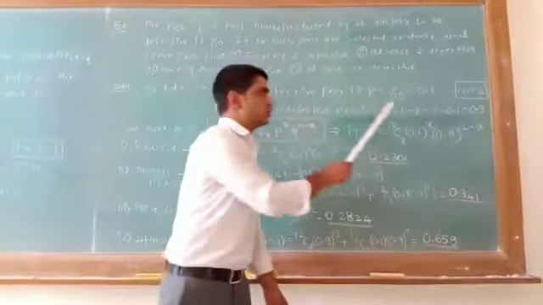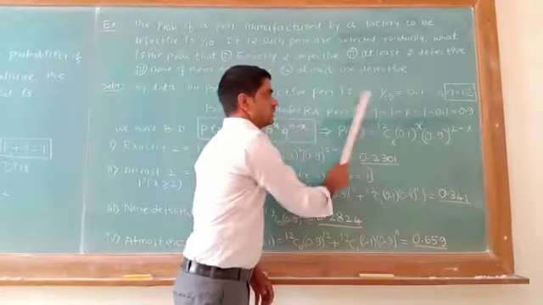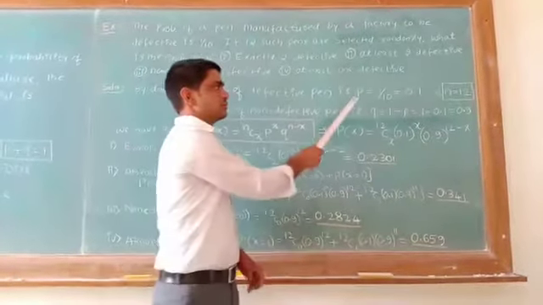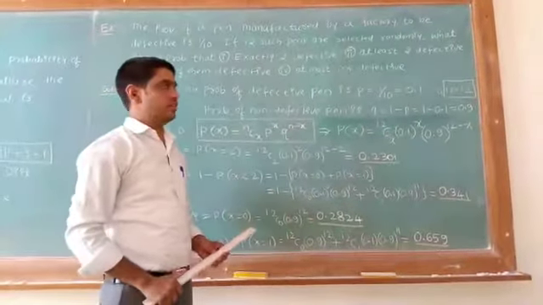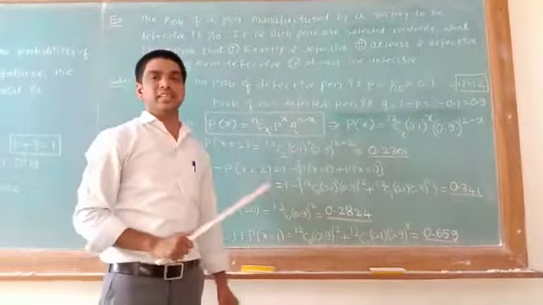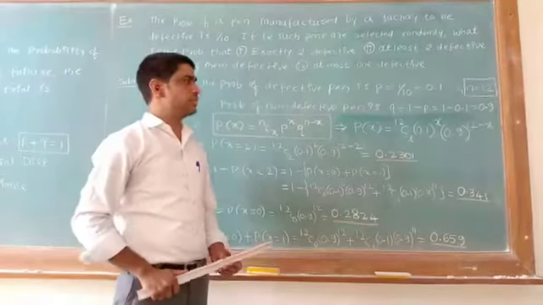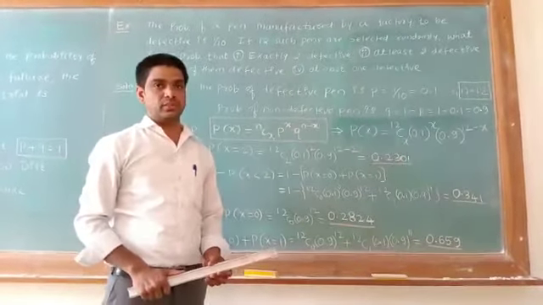So here you have to remember that to apply the binomial distribution, these two conditions are very important: the probability of success rate is high and the number of trials is small. If this condition is satisfied, we can easily apply the binomial distribution. In the next video, we discuss the Poisson distribution.